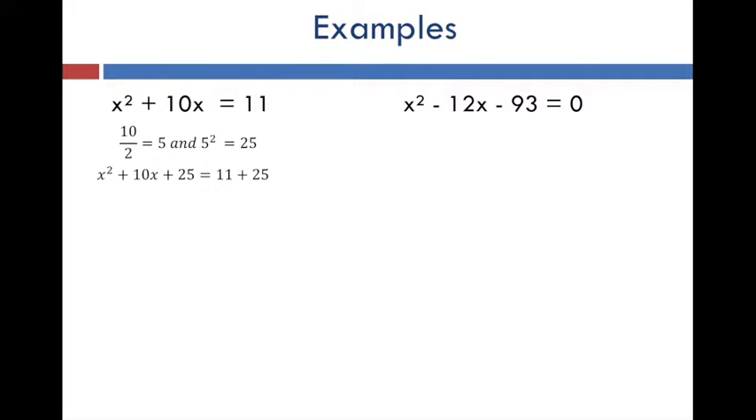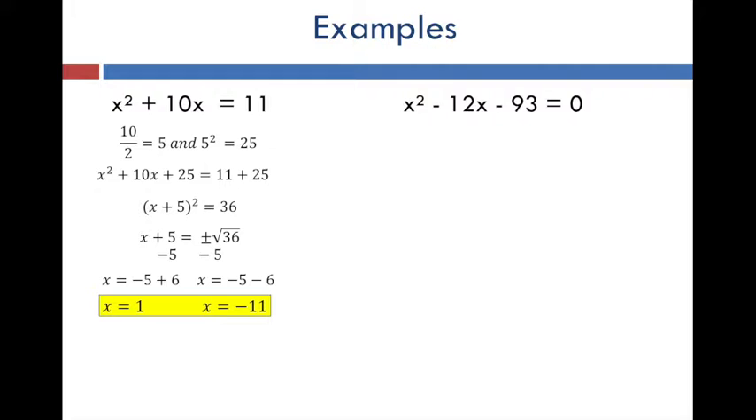Now I'm going to factor the left side. Now I'm going to solve by using the square root. Subtract 5 from both sides. So x equals 1 and x equals negative 11. Okay, next example.